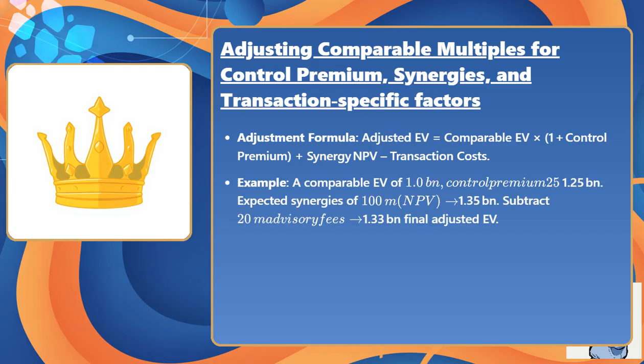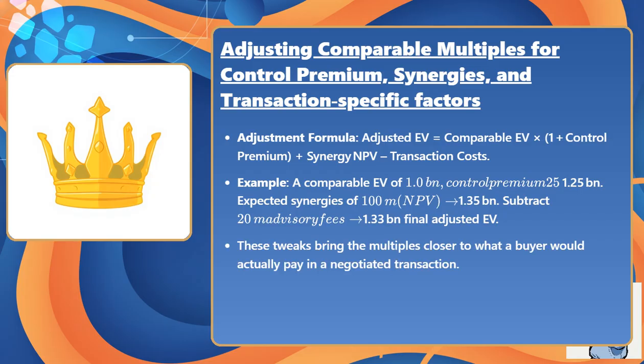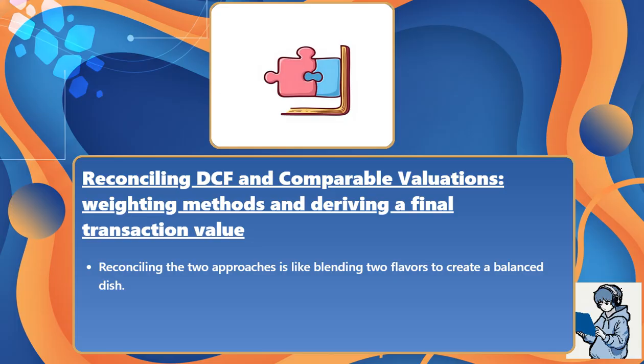Example: a comparable EV of $1.0 billion with a control premium of 25% equals $1.25 billion. Expected synergies of $100 million, NPV equals $1.35 billion. Subtract $20 million advisory fees equals $1.33 billion final adjusted EV. These tweaks bring the multiples closer to what a buyer would actually pay in a negotiated transaction. Reconciling the two approaches is like blending two flavors to create a balanced dish.